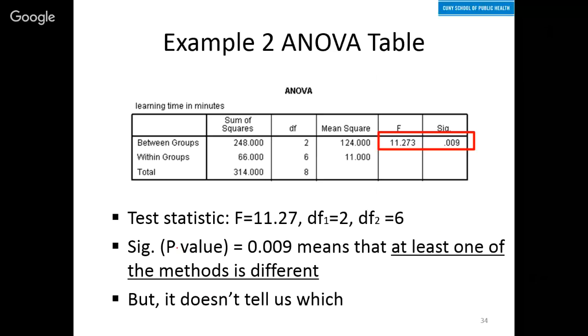So this p-value of 0.009, assuming we're using an alpha of 0.05, would lead us to reject the null hypothesis and accept the alternative that at least one of these methods is different, but it doesn't tell us which. It just tells us that the between group variance is larger than the within group variance.